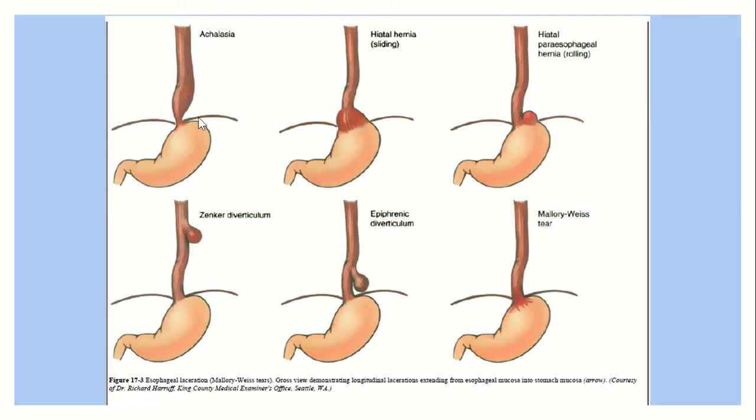From this illustration, you see some of the diseases shown here: achalasia of the cardia, then hiatal hernia. We see here the paraesophageal hernia, rolling, Zenker diverticulum, epiphrenic diverticulum, and Mallory-Weiss tear syndrome.